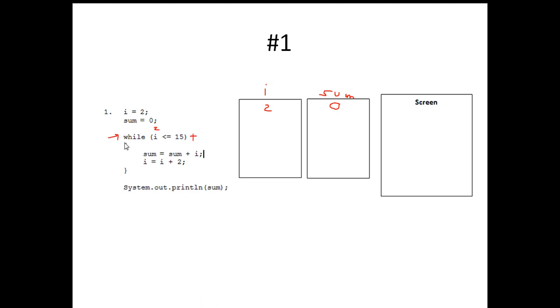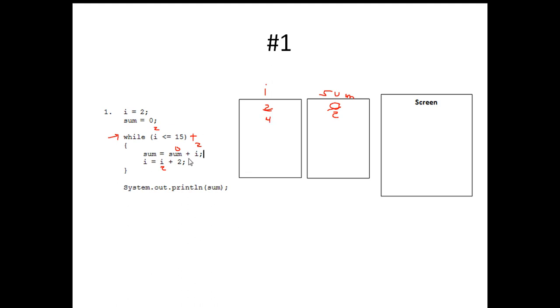So we jump inside the loop, and sum is assigned whatever the sum is right now, which is 0, plus whatever the I is right now, and that's 2. So the sum is now going to be changed to the value of 2. And then the next line down, I is going to be assigned whatever I is, which is 2, and it's going to add 2 to it. So I now becomes 4.